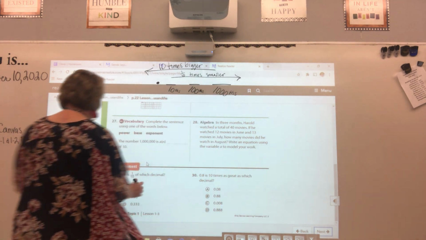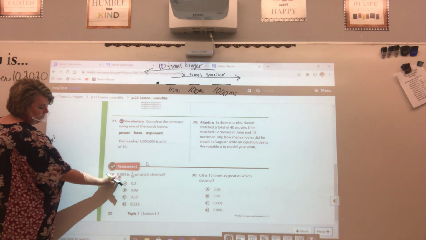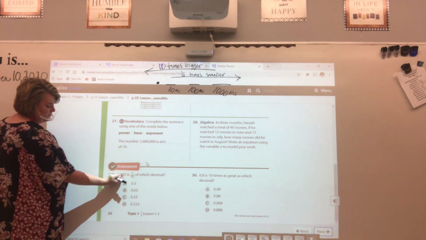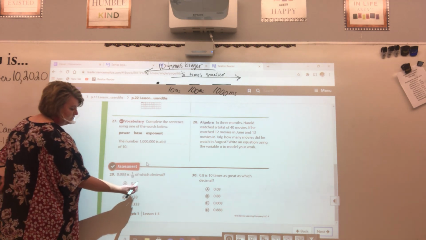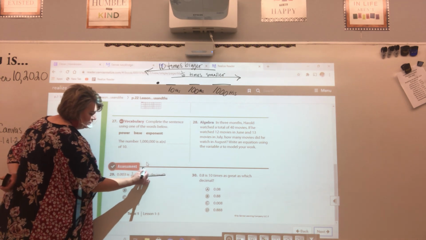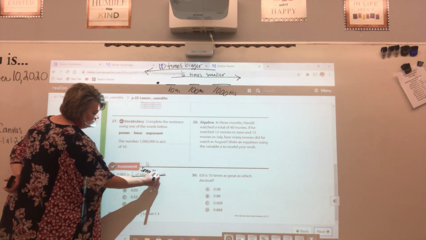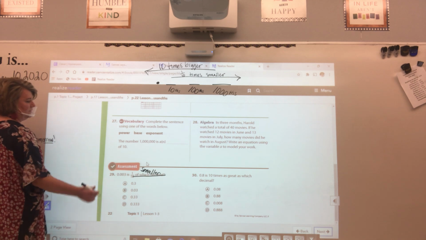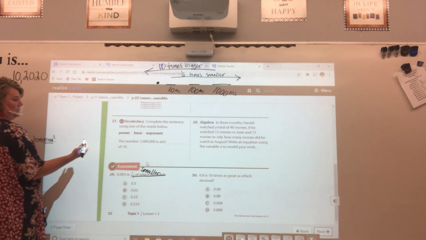Okay, last. 0.003 is 1/10 of which decimal? Mark this out and put smaller. It's smaller than what decimal? So after you write that, look up here.